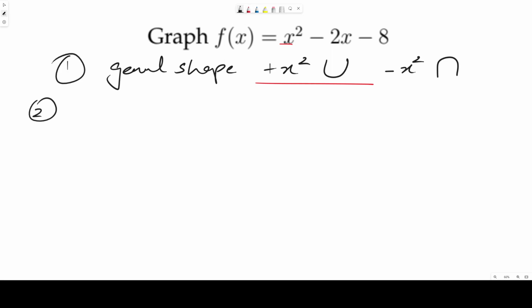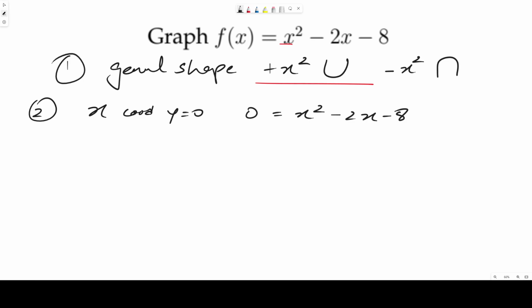The next part is to find out the x and y coordinates. Now, to find the x coordinates, we put y equal to 0 because on the x-axis, your value of y is 0. So here it becomes 0 is equal to x squared minus 2x minus 8. And here I will just simplify.